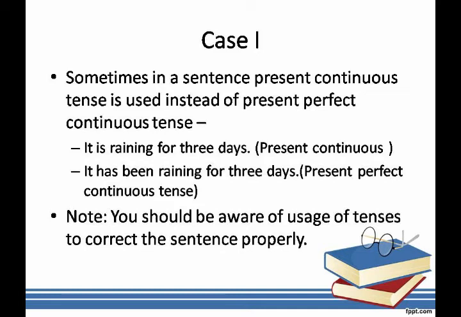In this, sometimes in a sentence present continuous tense is used instead of present perfect continuous tense. So there may be a mistake of tense. For example, it is raining for 3 days. Okay, it is present continuous tense but it contains an error. When any action started in the past and is still going on, we use present perfect continuous tense. Okay, so here the correct sentence will be, it has been raining for 3 days. So you should be aware of tenses, and for that you can see all my videos related to tenses.